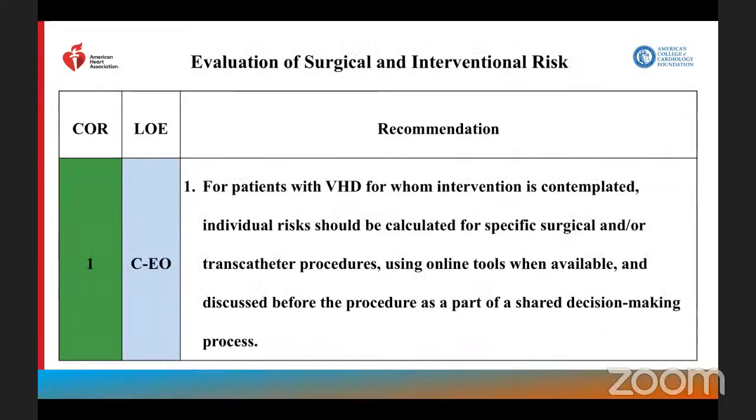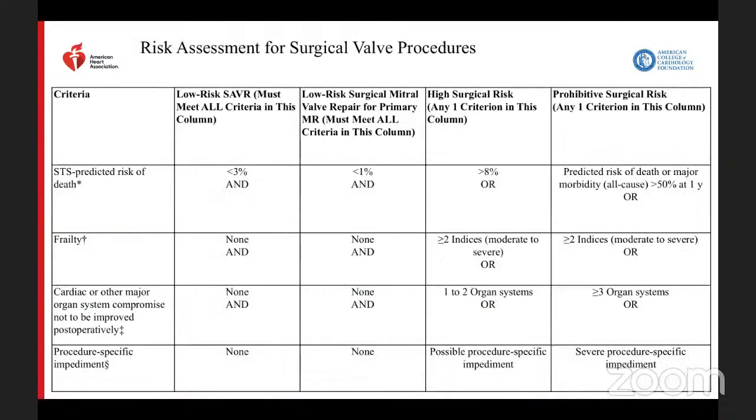Evaluation of surgical and interventional risk. For patients with valvular heart disease for whom intervention is contemplated, individual risk should be calculated for specific surgical and or transcatheter procedures using online tools when available, and discussed before the procedure as a part of a shared decision-making process. That's a class 1 recommendation.